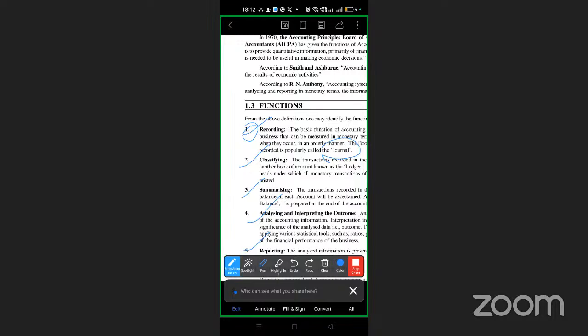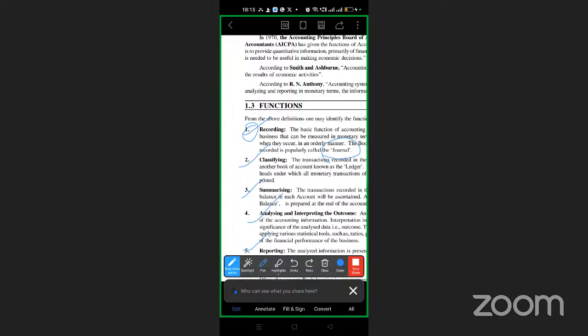Next, we have classifying. For example, I am purchasing goods from one of the suppliers every 5 days or 10 days. In that case, I want to know how many times I am purchasing from him, maybe twice or thrice monthly, and how many times yearly. What is the amount I have to pay him? Similarly, if I am selling goods to customers on credit, I want to know the amount I have to receive from the customer.